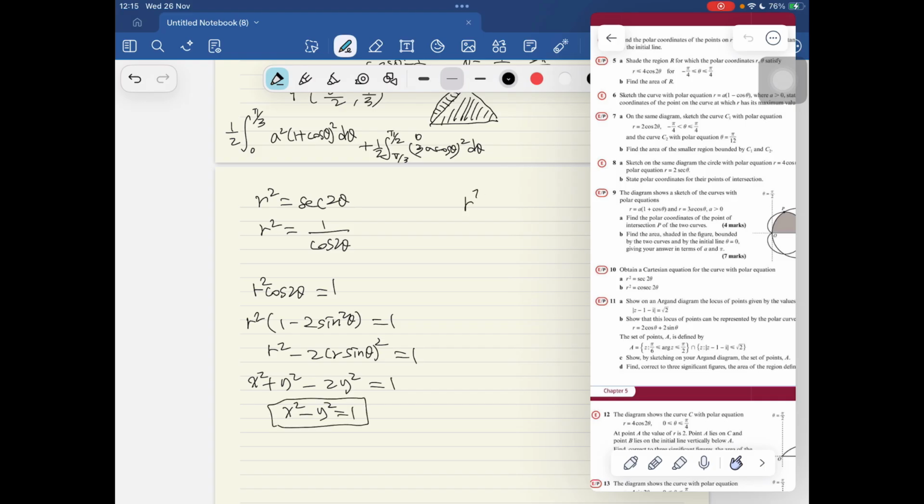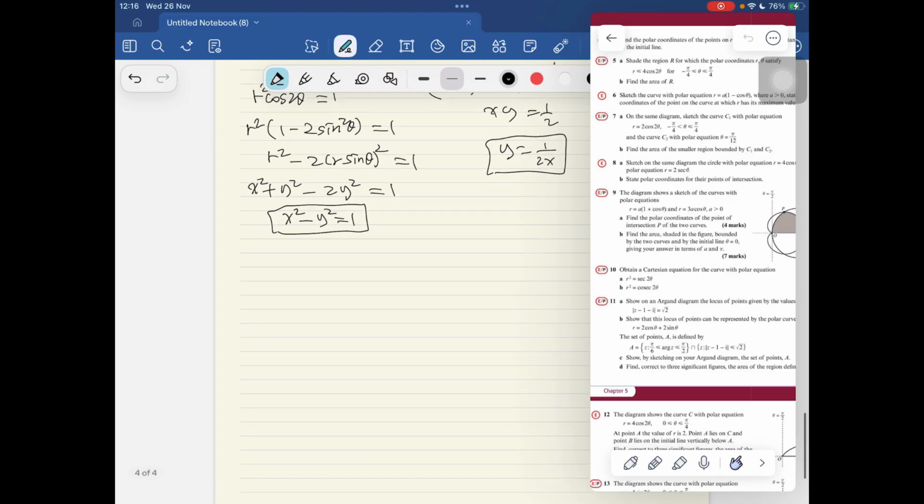And r squared is cosecant double theta. So here r squared sine double theta becomes 1, and r squared times 2 sine theta cos theta becomes 1. So, with r sine theta and r cos theta, xy becomes 1 over 2. Y is 1 over 2x.